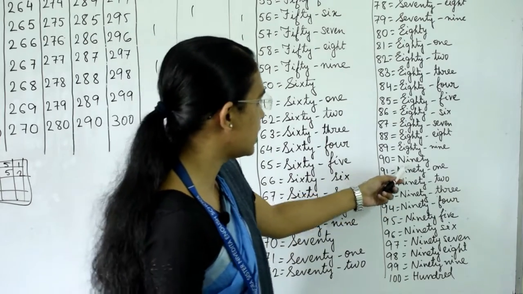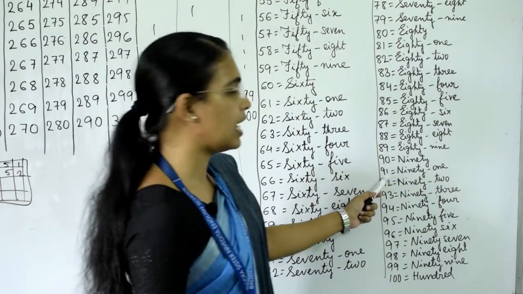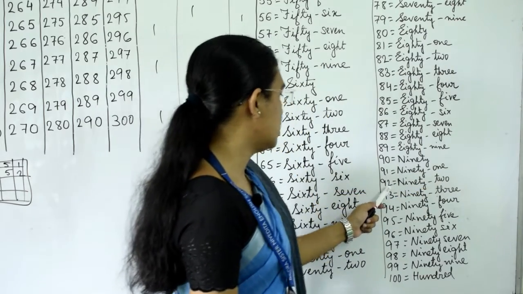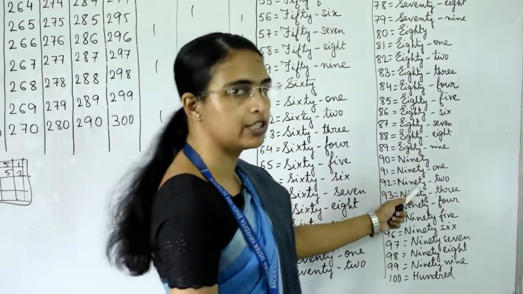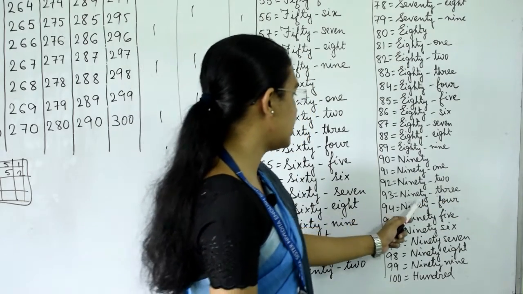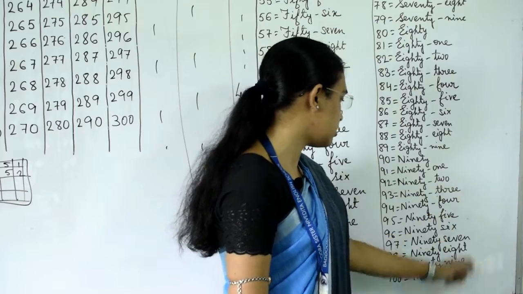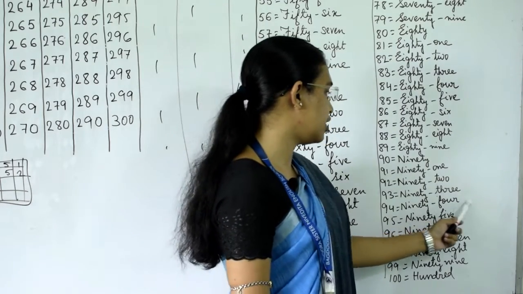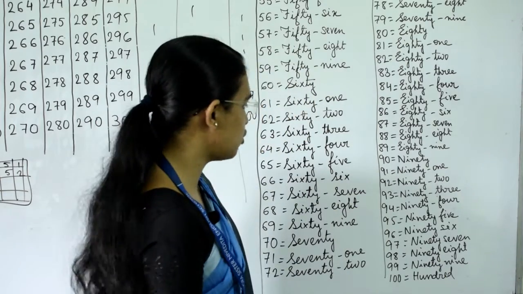Then 90, NINETY 90. Then 91, NINETY 90, ONE 1, 91. Then 92, NINETY 90, TWO 2, 92. 93, NINETY 90, THREE 93. Then 94, NINETY 90, FOUR 4, 94.